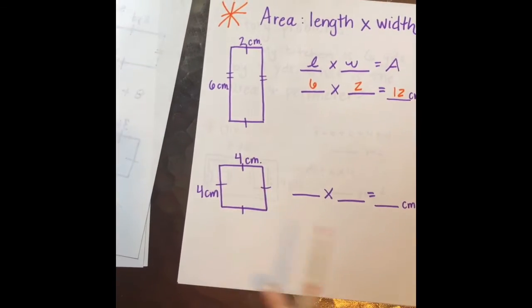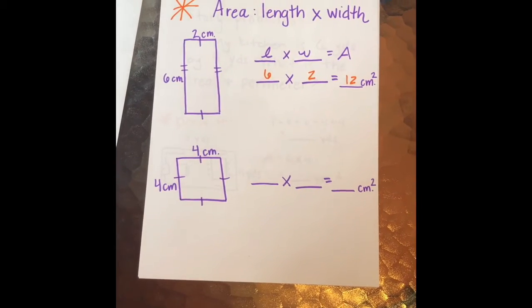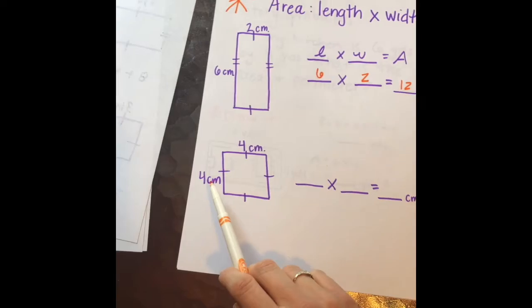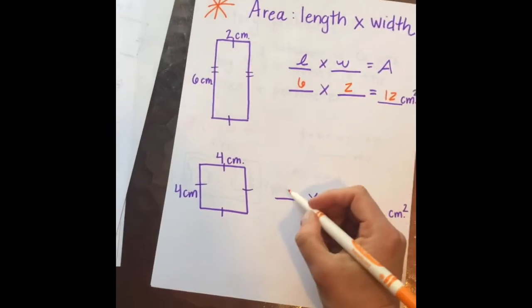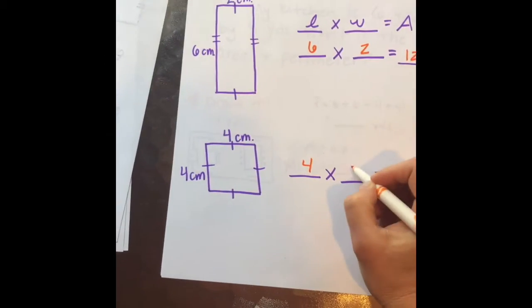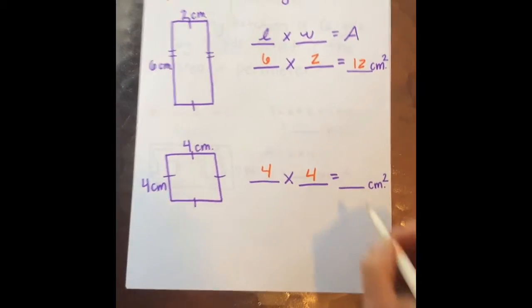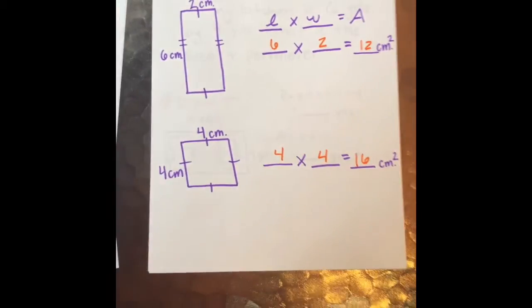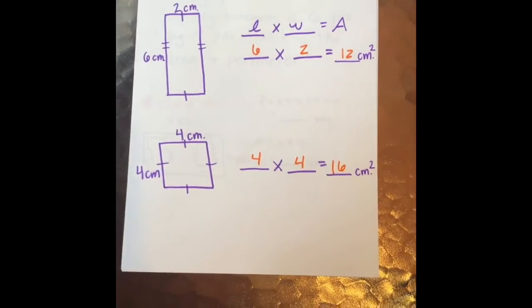Moving down here, we have another square. Length times width works here as well. The length is 4, the width is 4. 4 times 4, 16. Our area is 16 centimeters squared.